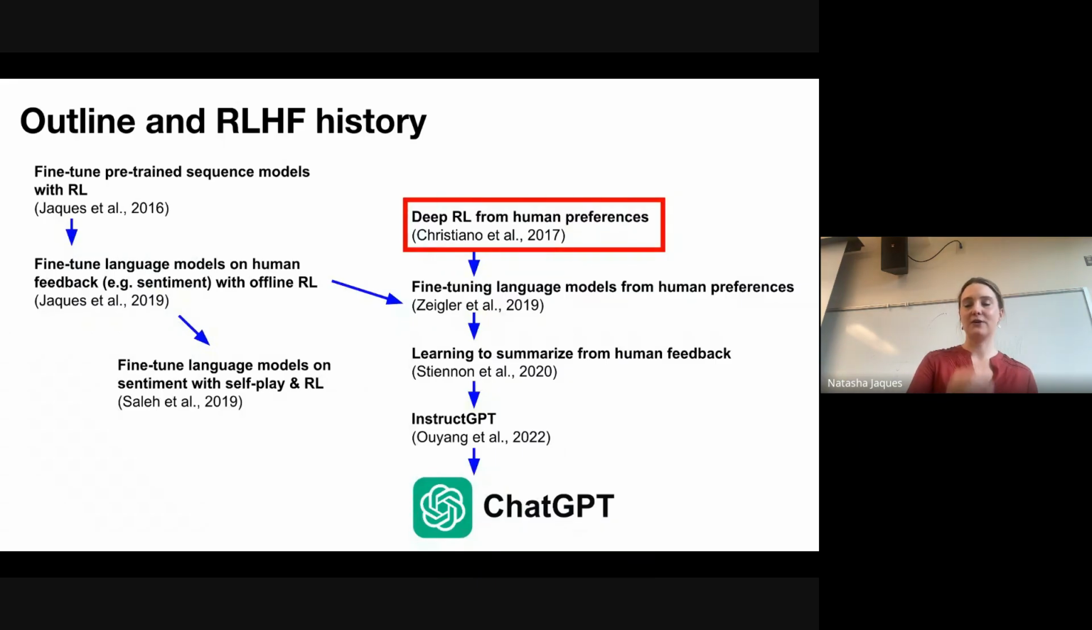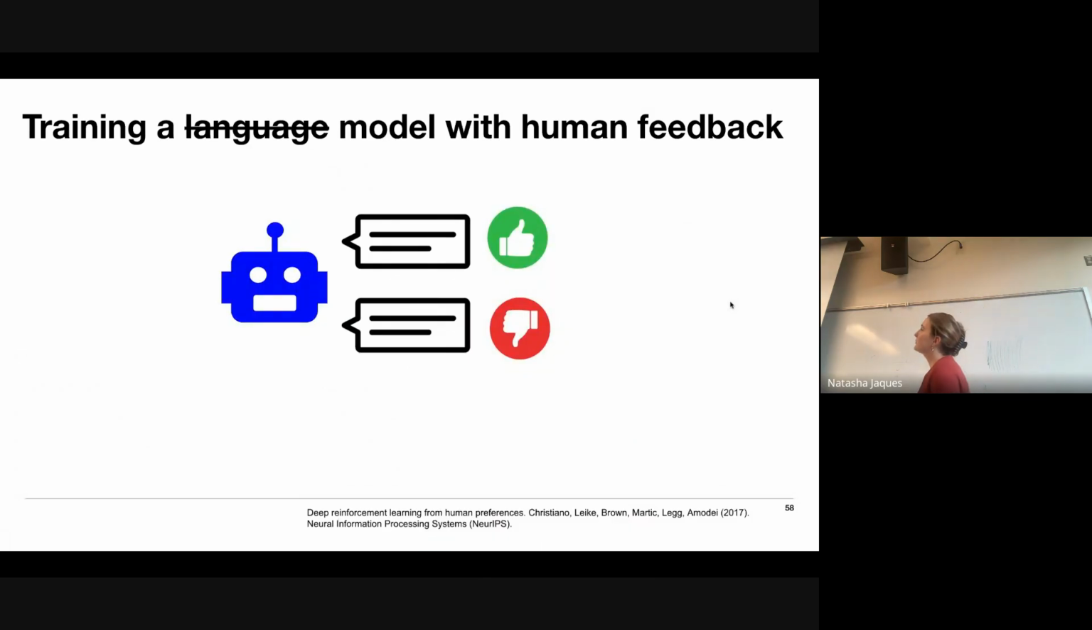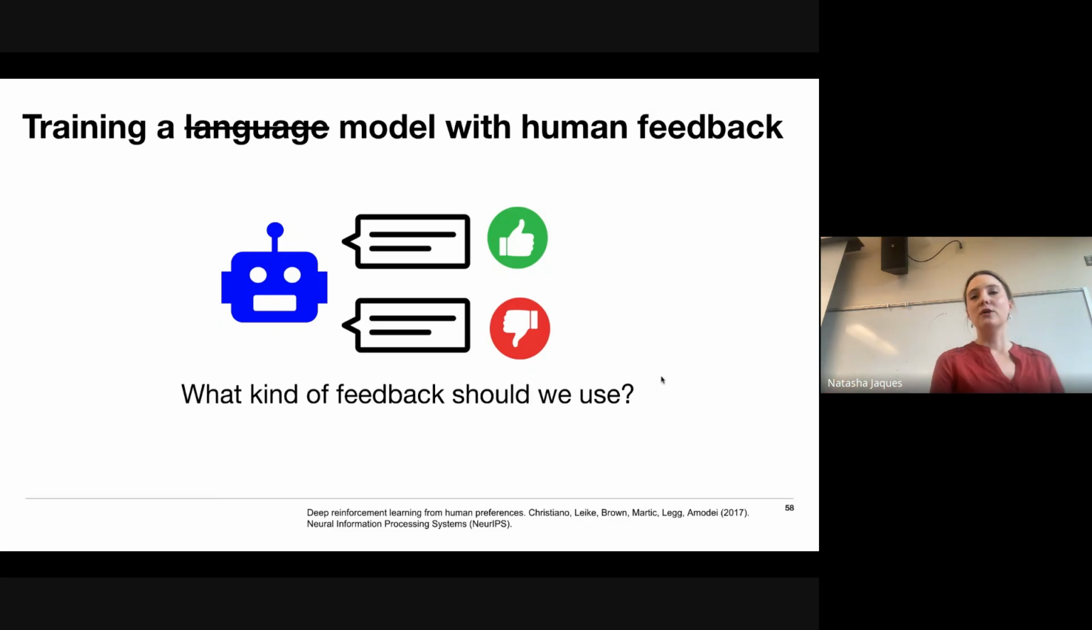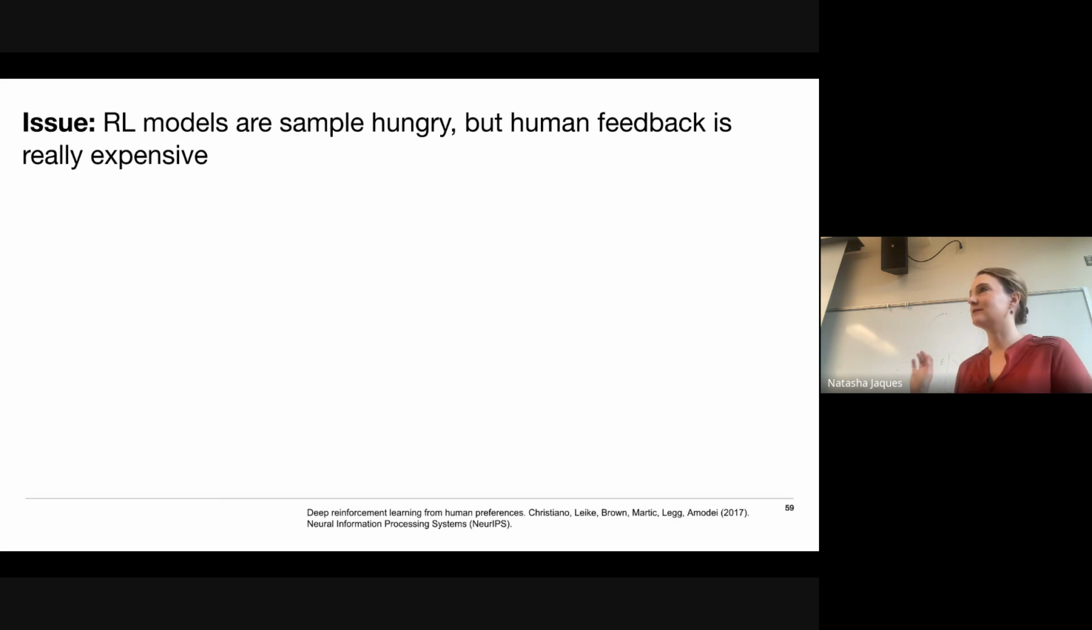Now I want to talk about the history of work coming out of OpenAI that eventually led to ChatGPT. The first paper we want to talk about is Deep RL from Human Preferences. This was about training with human feedback, but not training a language model. So what kind of feedback should we use to be able to actually learn from humans? This paper had some really nice ideas about this. RL models are very sample hungry, but human feedback is really expensive. Paying a human to come in and give me a bunch of samples doesn't work. So what could I do instead? You may already be familiar with this work.